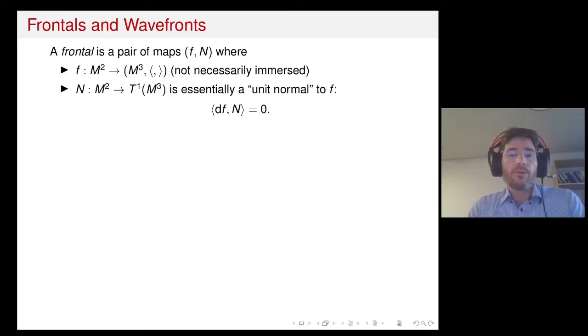So we're talking about the class of surfaces which have a well-defined normal, even if the surface is not regular, and that's called a frontal. So if you have a map F from a two-dimensional space into three-dimensional space, and another map N into the unit sphere bundle in the tangent bundle to M, such that N is orthogonal everywhere to dF, then you can think of N as a normal to F, even if F is not a surface.